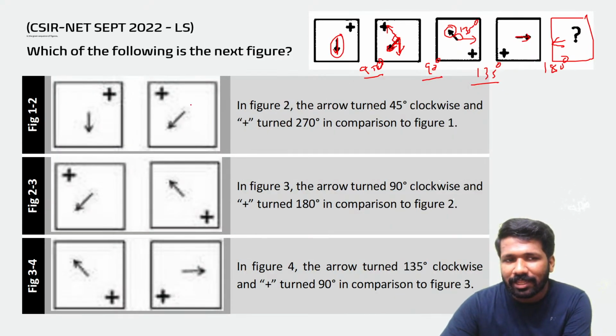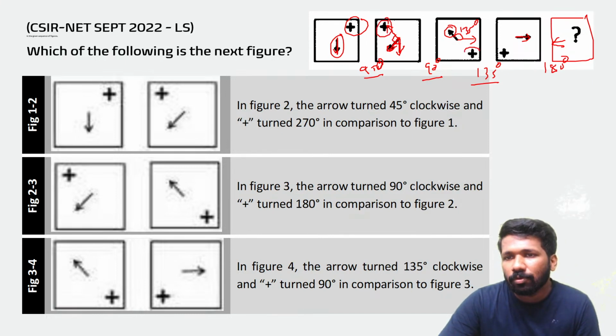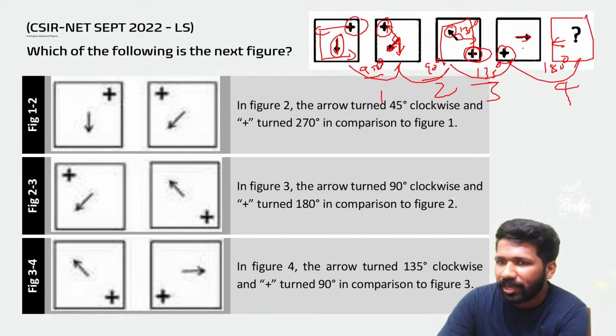Plus symbol, we can say that is also moving clockwise or anti-clockwise. That also you should look here. So from here, first image is here. From here it is moving to here. Then it is moving to here. So clockwise 1 movement, then clockwise 2 movements to reach here, then clockwise 3 movements to reach here. 1 movement, 2 movement, 3 movement. So it should be 4 movement next now. 1, 2, 3, 4. So back to here.